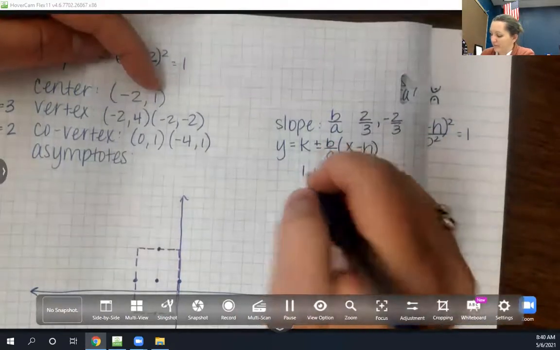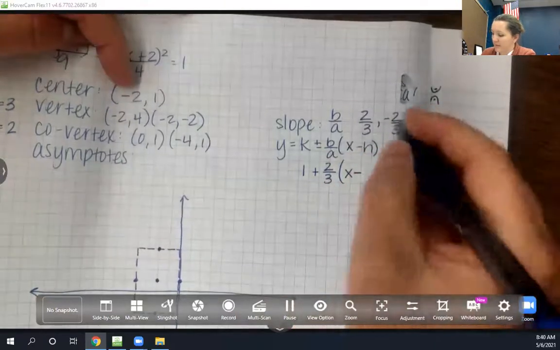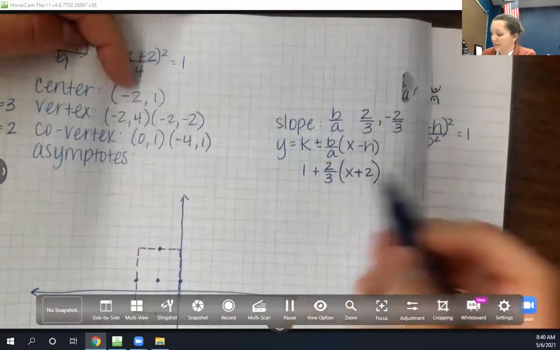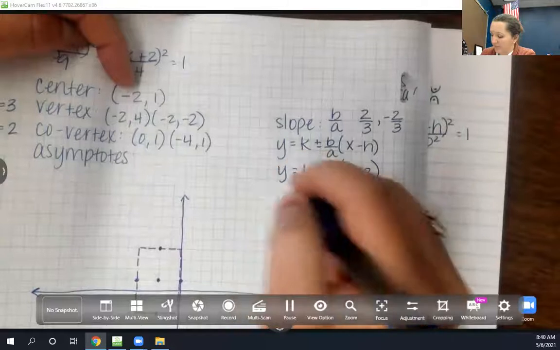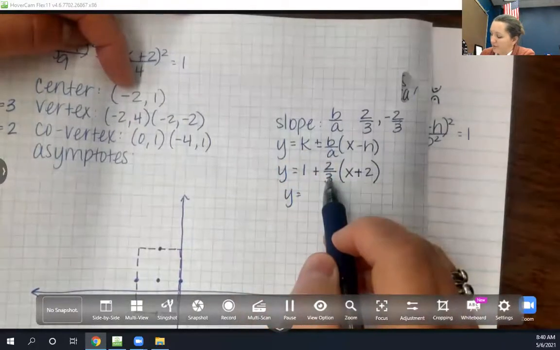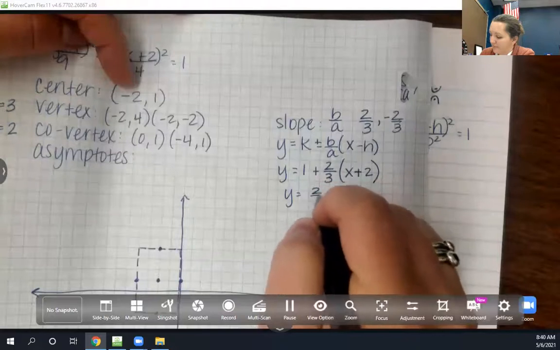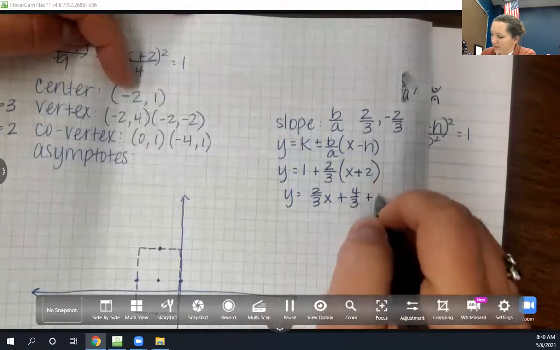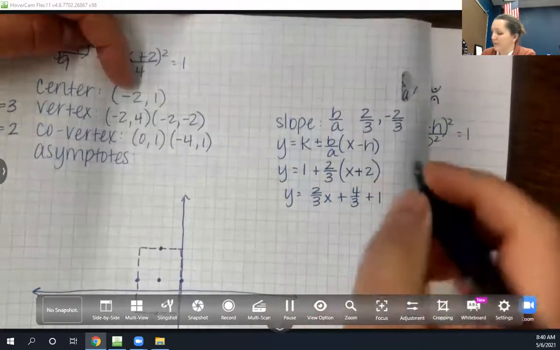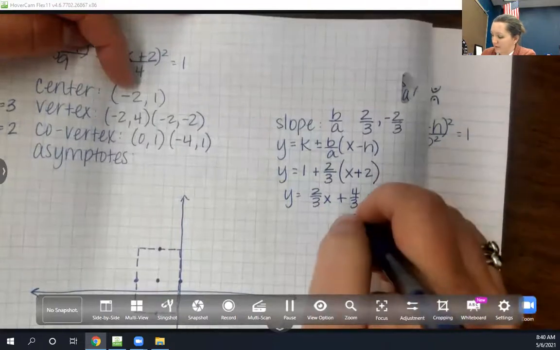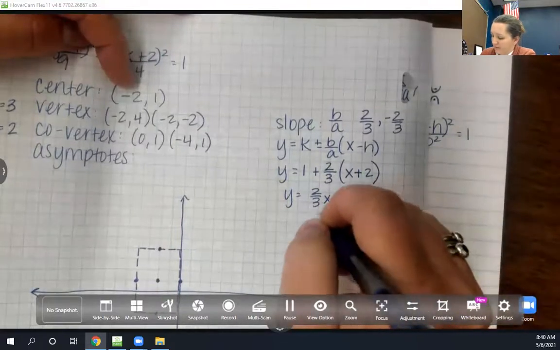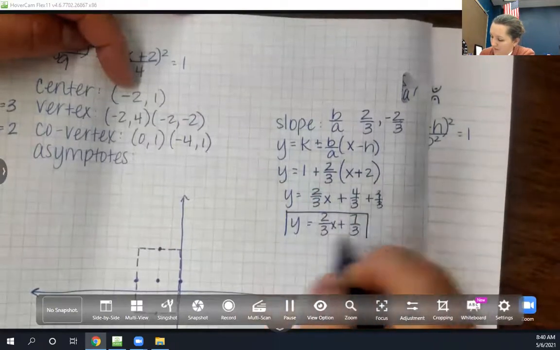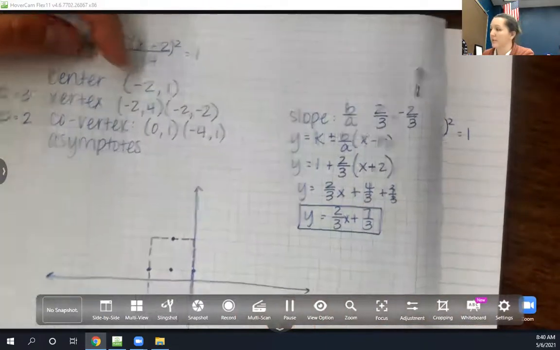My k is 1, x minus negative 2, which is a positive 2 here. So let's multiply this out. Or we could just leave it, it doesn't really matter, but I like to multiply it out. So we have 2/3 x plus 4/3 plus 1. I just moved it over here so we could put these together. If this is 3 over 3, I have 7/3. So the equation of one of my asymptotes is y equals 2/3 x plus 7/3.